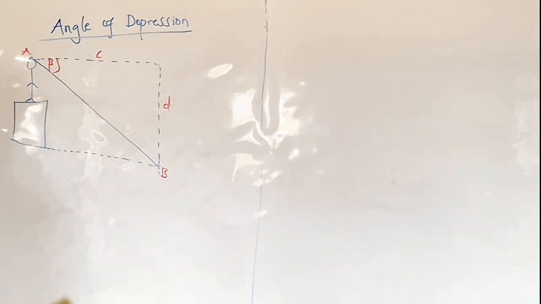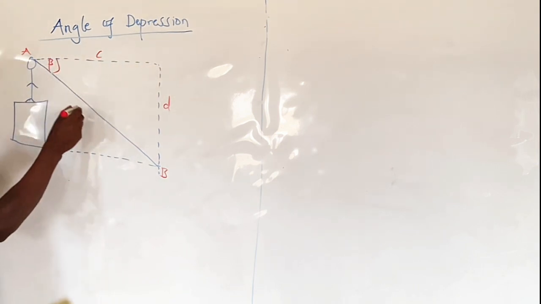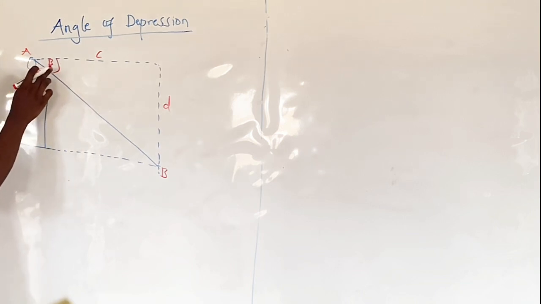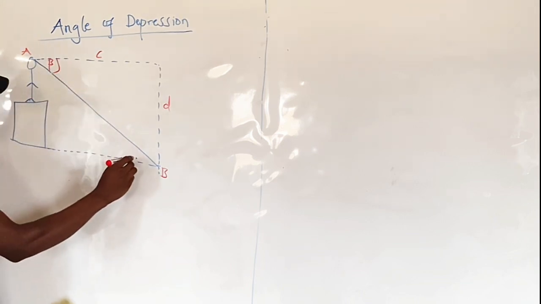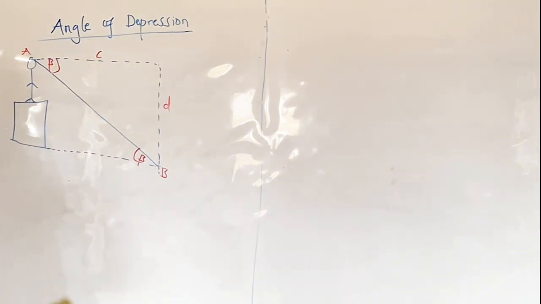Now watch something here. We all know that from plane geometry, alternate angles are equal. Therefore, the angle here will be the same as the angle here when it comes to angle of depression, since alternate angles are equal. Now, how do we find the value of the angle beta, which is the angle of depression?